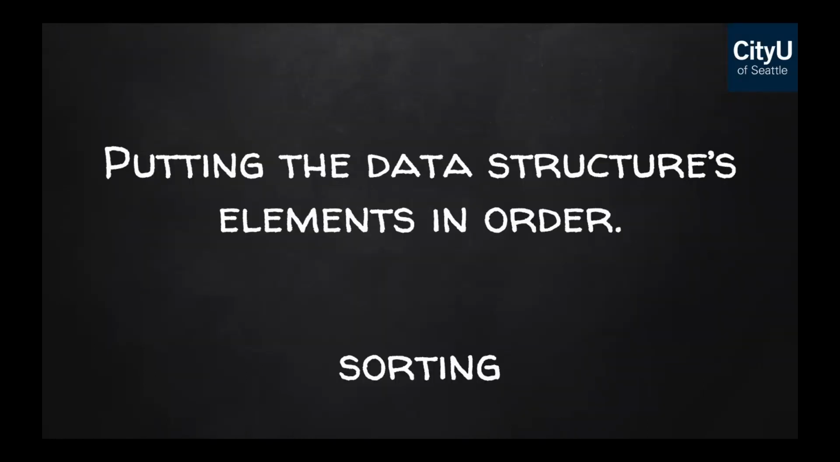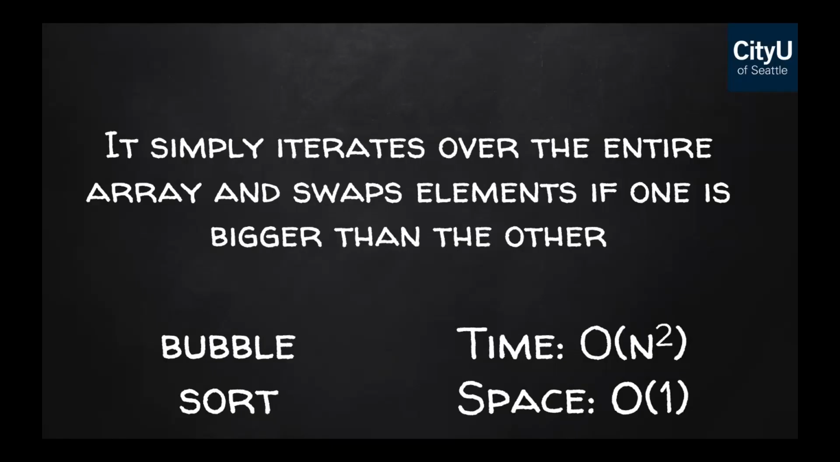Sorting. Basically, you put a data structure's elements in order. Again, searching is just looking for something; sorting is rearranging stuff. You may want to put them in order, maybe ascending, descending, or something else. One of the common sorting mechanisms we have is bubble sort. Like a bubble, it bubbles up. What it does is it simply iterates over the entire array and swaps the elements if one is bigger than the other.